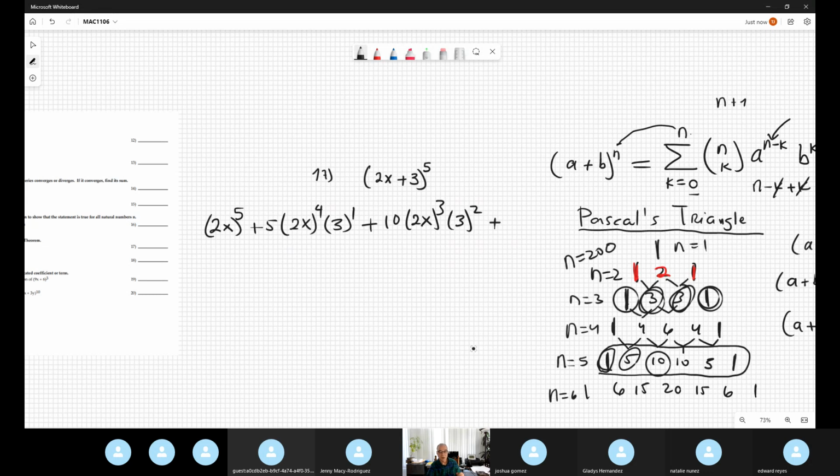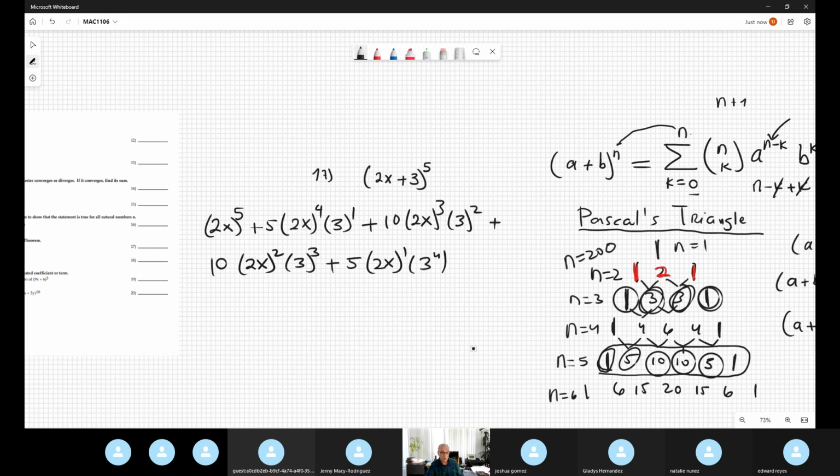Plus, let me go down, continue down. What is the next? It's 10 again. 10 (2x) to the 2nd power, decreasing, and 3 to the 3rd power, increasing. This is 1, 2, 3. This is 5, 4, 3, 2. And next is 1. Then, plus 5, which is the last coefficient. (2x) to the 1 power and 3 to the 4 power.